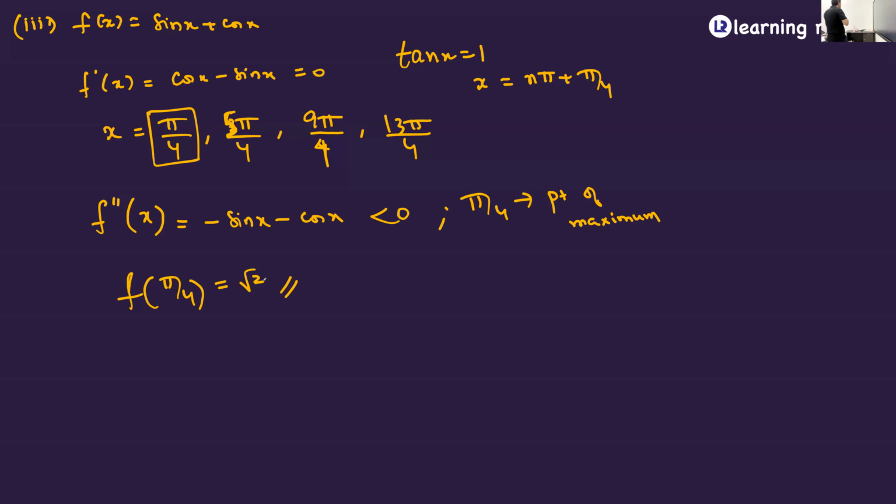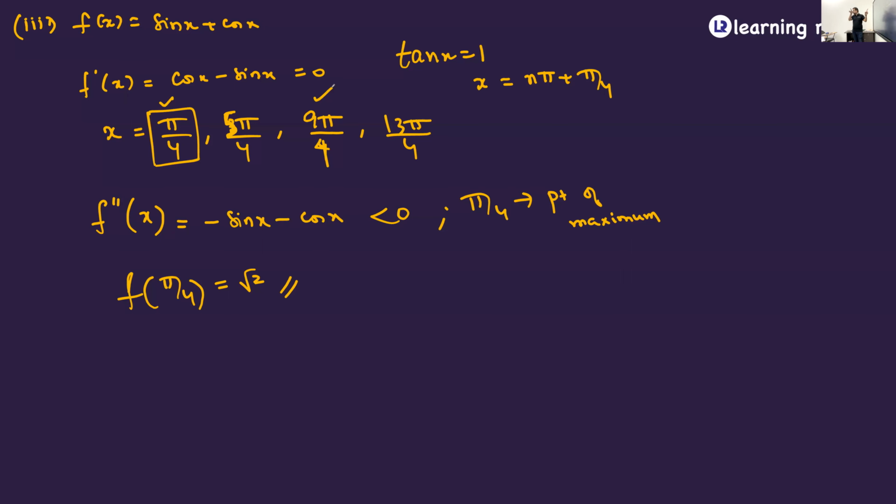Yes, you need to take. See, had there been no restriction on the domain, you need not take all these values. You need to take the values for one cycle. So simply, whatever is happening at pi by 4 will happen at 9 pi by 4 also.